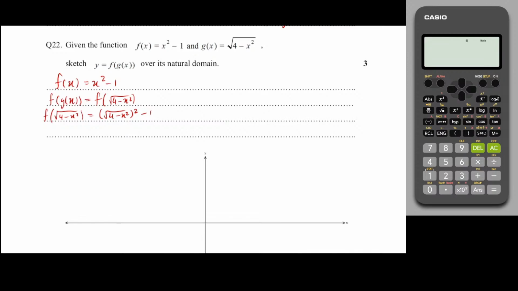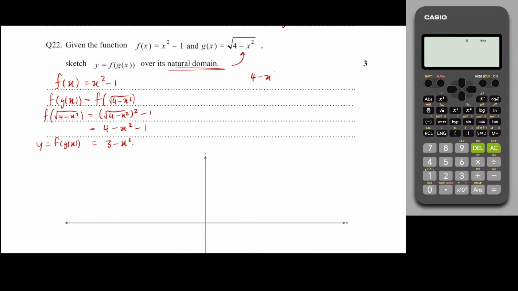So what does this function look like? Well, the square cancels with the square root, so we've got 4 minus x squared minus 1. So f of g of x, or y in this case, is going to look like 3 minus x squared, or minus x squared plus 3. Now, we need to look at what the natural domain is. What numbers can I substitute into this to make it work? In other words, what numbers can I put into the square root?